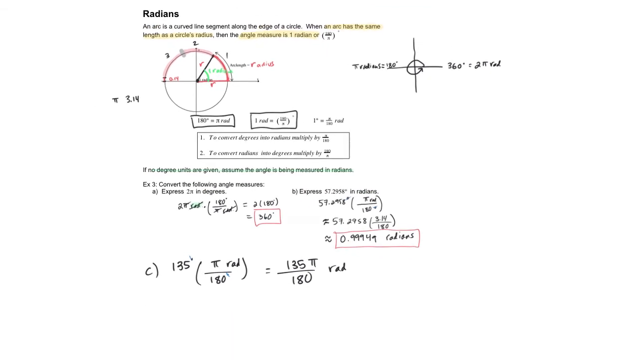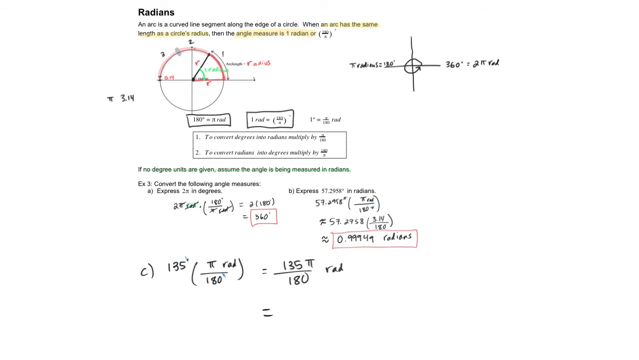Now 135 and 180, those are both divisible by 5, and so 135 divided by 5 is 27. 180 divided by 5 is 36, and then you can keep simplifying. Both of those are divisible by 4 or by 9. And so then this would be, let's see, 27 divided by 9 is 3. 36 divided by 9 is 4. So that would be the same thing as 3 pi over 4 radians.